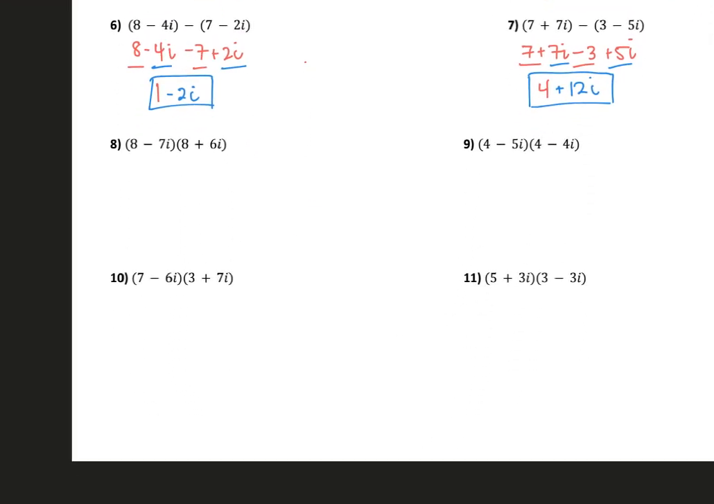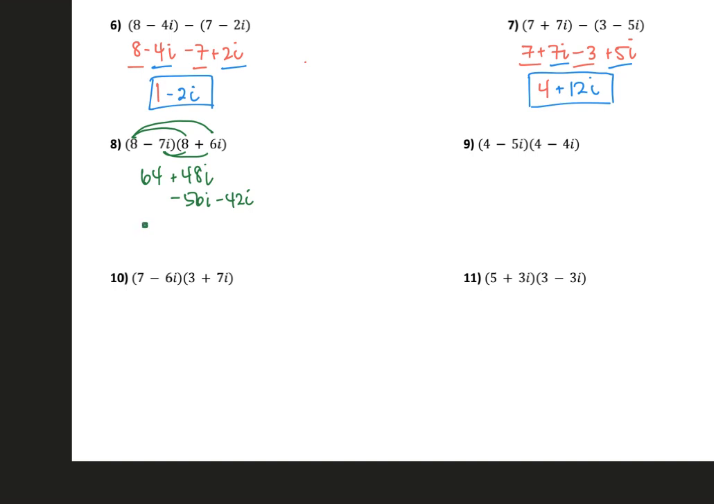And then with multiplying. So I'm going to go ahead and use the distributive property on this first step. So 8 times 8 is 64. 8 times 6 is 48. Negative 7 times 8 is negative 56i. And negative 7 times 6 is negative 42i. Now we can combine like terms.